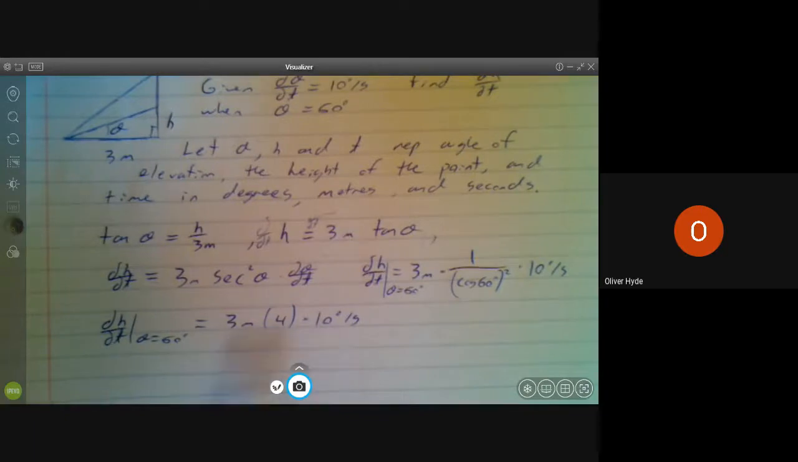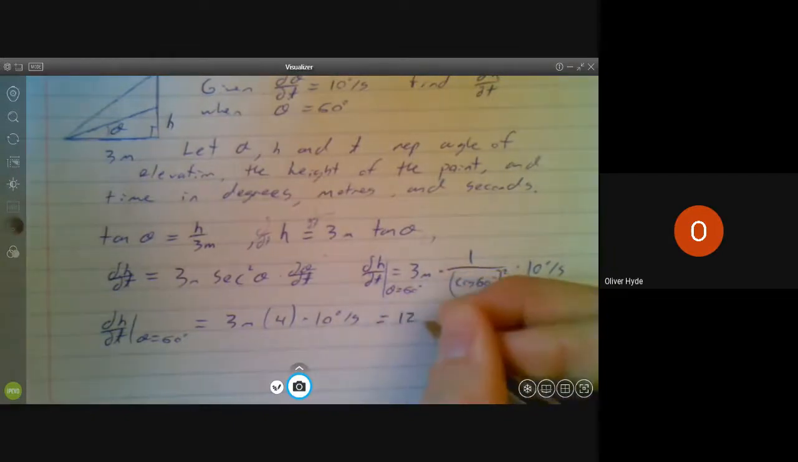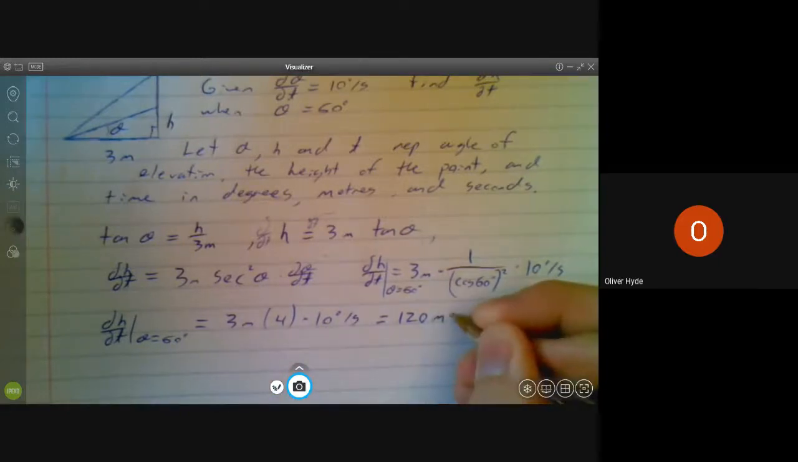If I multiply these numbers together, I get 3 times 4 times 10. That would give me, what, 120? But look at my units. If a student is used to not substituting in units and they just trust that dH by dt is going to be in meters per second, then they would think that this rate of change is going to be 120 meters per second. But it's not. It's going to be 120 meters degrees per second.